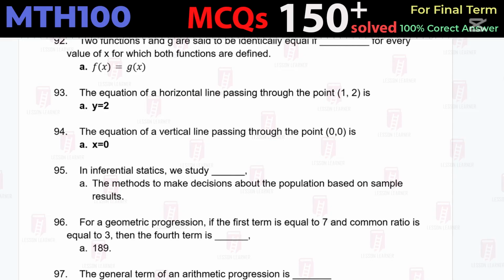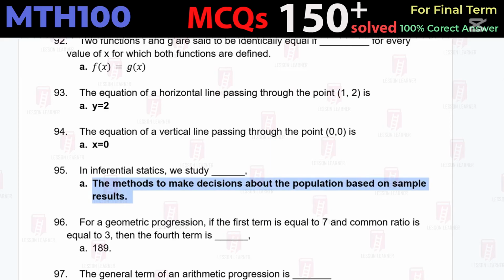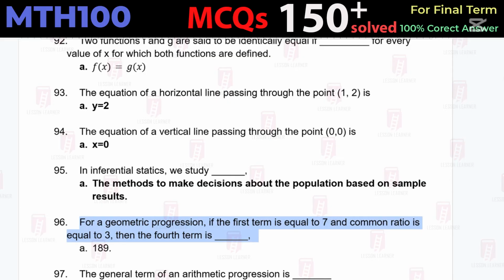In inferential statistics, we study the methods to make decisions about the population based on sample results. For a geometric progression, if the first term is equal to 7 and the common ratio is equal to 3, then the fourth term is equal to 189.